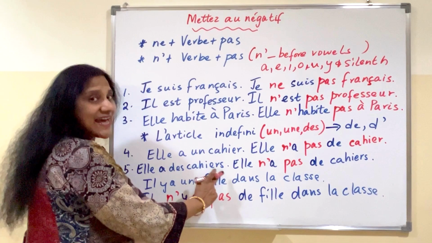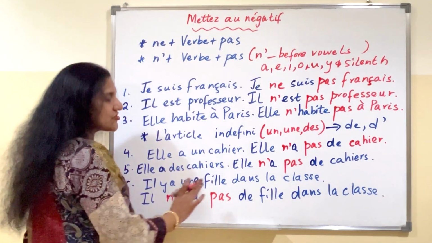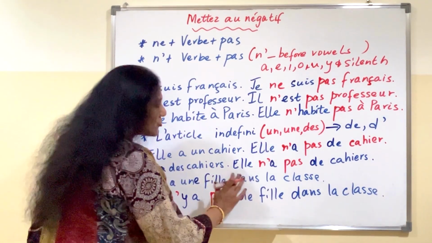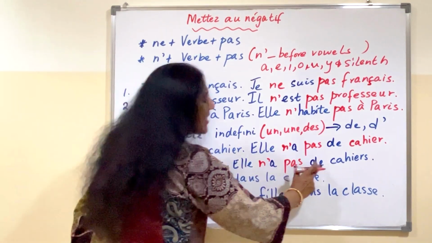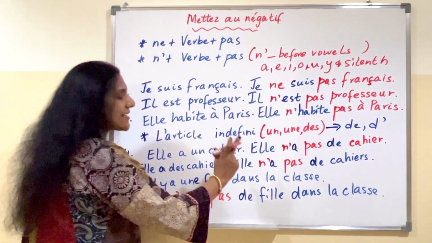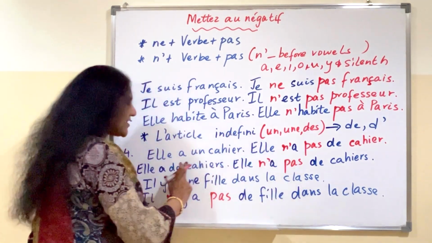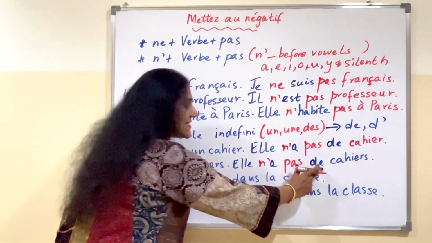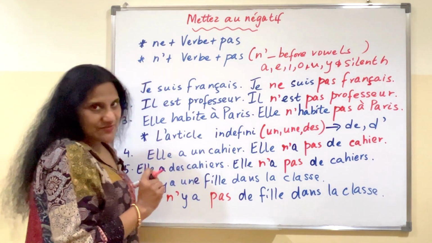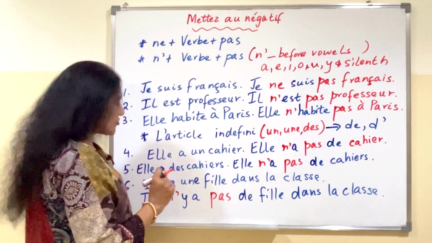Elle a des cahiers. She has some notebooks. She does not have notebooks. Elle n'a pas de cahier. So again, ne before the verb, pas after the verb, and change the indefinite article to de. If the verb begins with a vowel, n apostrophe.